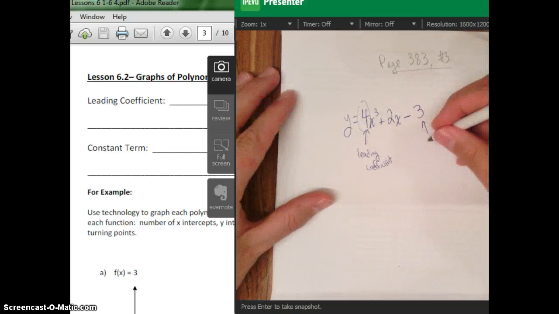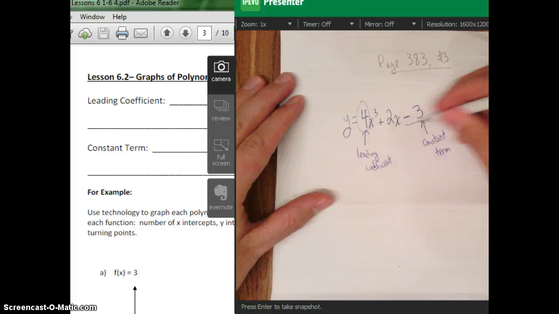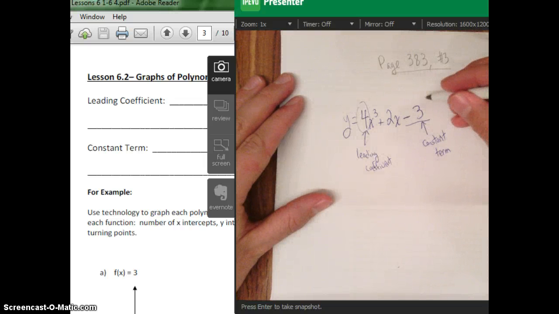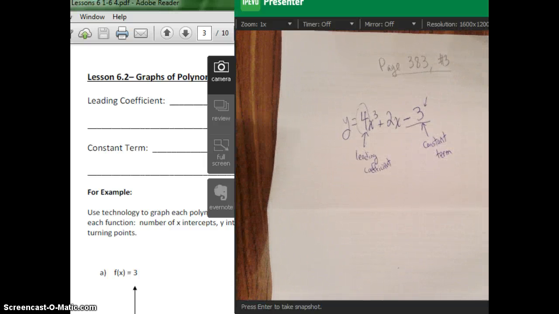This is what we call the constant term. The constant term in this case is -3. It's the numerical term with no x's attached, so it's just floating there on its own. Notice there's no x, so it's not 3x squared or 3x to the power of 3. Just a -3 all by itself, lonesome on the end. That's the constant term.